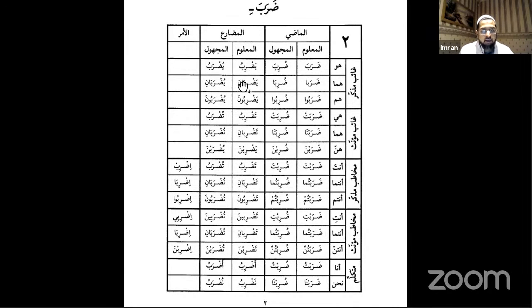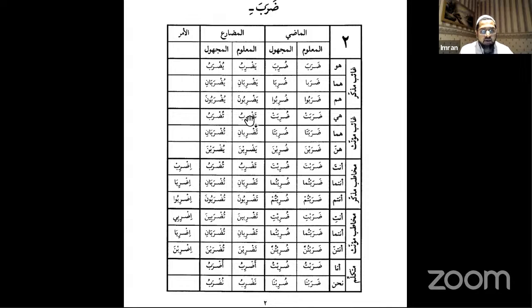And the dual is made with a ya in the beginning, and alif noon for the dual. And the plural is the ya again in the beginning. All of these first three have a ya in the beginning, and we add the waw and the noon, and before the waw, a dhamma is given, and it becomes yadribuna. So yadribu, yadribani, yadribuna, which is he hit, they both hit, they all hit.